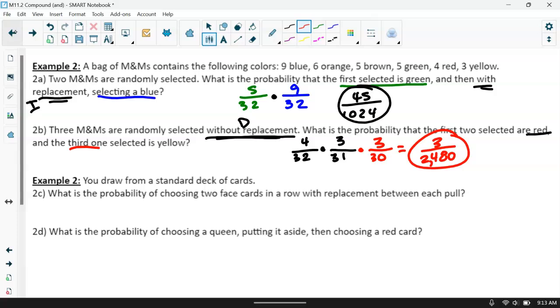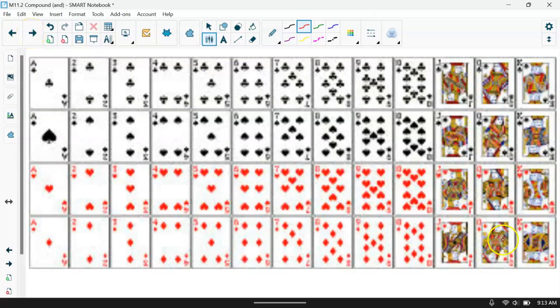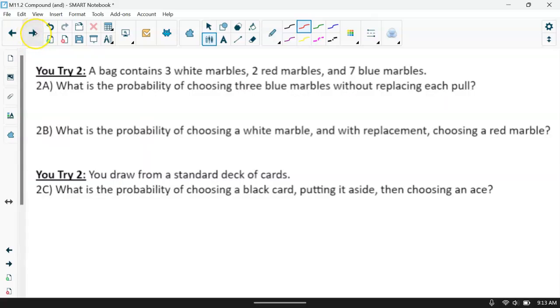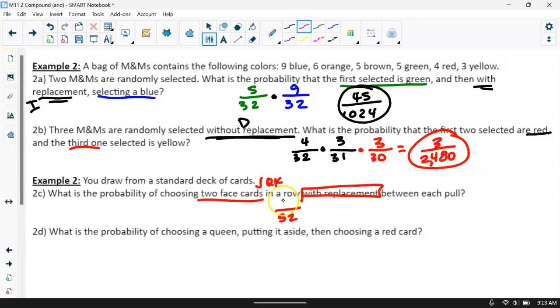What is the probability of choosing 2 face cards? So that's your jack, queen, king in a row with replacement. So that means independent. So here we go. Out of the 52, how many face cards are there? There are 12 out of the 52. Oops, sorry. So there are 12 out of the 52. And then what's the probability of choosing another face card? But again, with replacement. So again, 12 out of 52 and multiply and simplify.